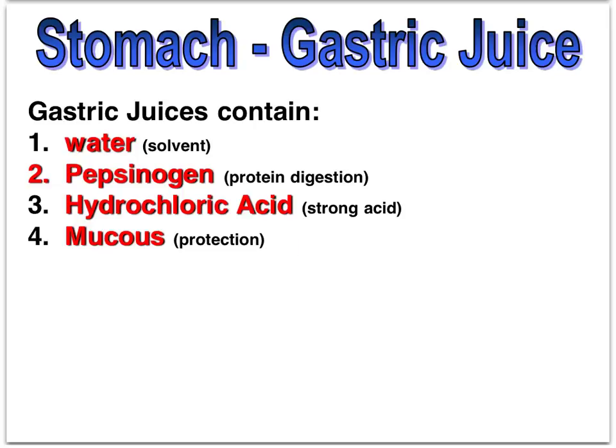So the mucus is a protection barrier so that the hydrochloric acid and the pepsinogen do not make contact with our gastric cells. And if that fails us, what happens then is the creation of an ulcer.